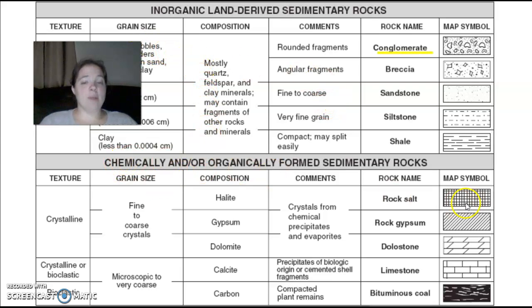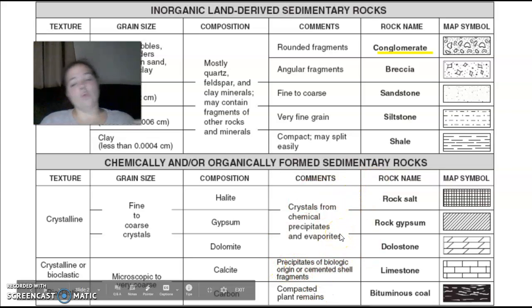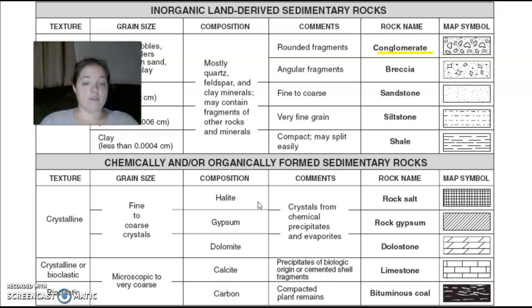Now, when we're looking at the chemically and organically formed rocks, you do look in the comments to see how is it made? Composition definitely goes into what type of rock you have. Halite always makes rock salt. Gypsum makes rock gypsum. Grain size is given, and there's that texture, like crystalline. That was one of the three. So you have classic, crystalline, and finally on the bottom you have crystalline and bioclastic, which can be limestone or bituminous coal.